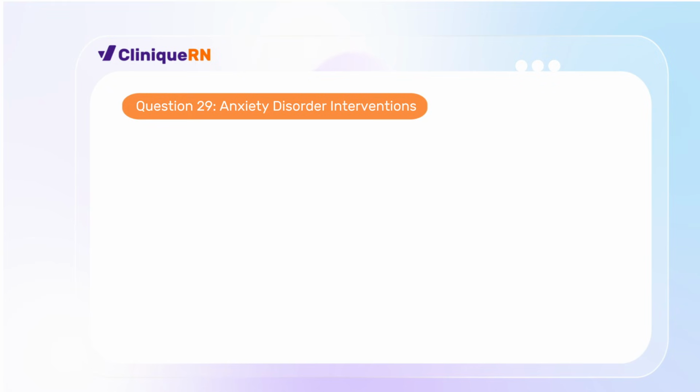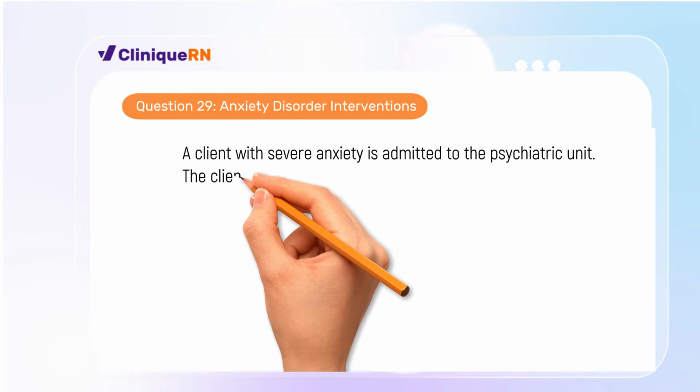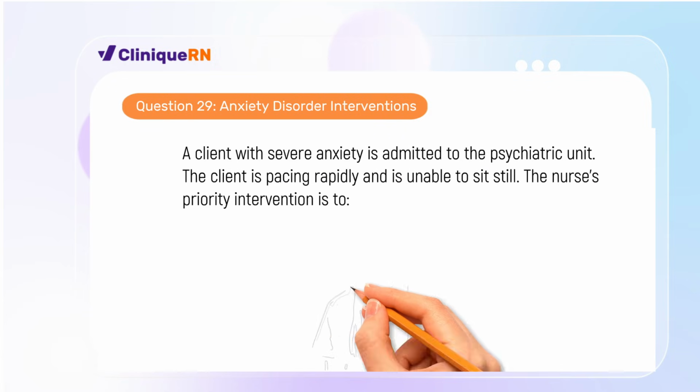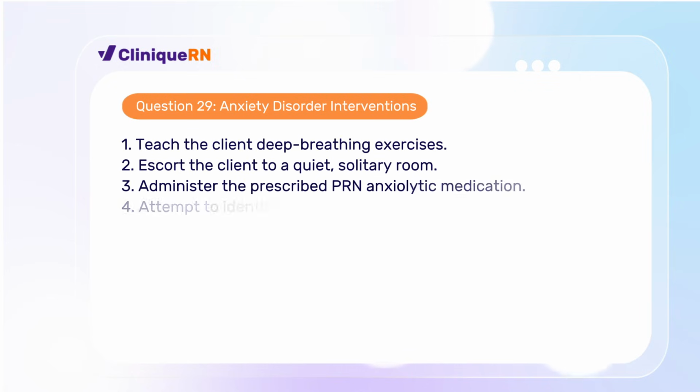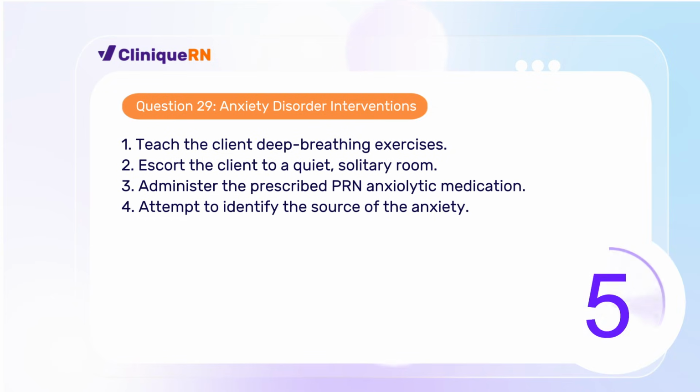Question 29. Anxiety disorder interventions. A client with severe anxiety is admitted to the psychiatric unit. The client is pacing rapidly and is unable to sit still. The nurse's priority intervention is to 1. Teach the client deep breathing exercises. 2. Escort the client to a quiet, solitary room. 3. Administer the prescribed PRN anxiolytic medication. 4. Attempt to identify the source of the anxiety.